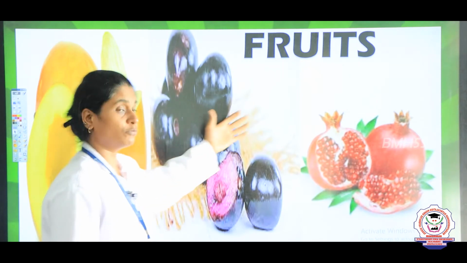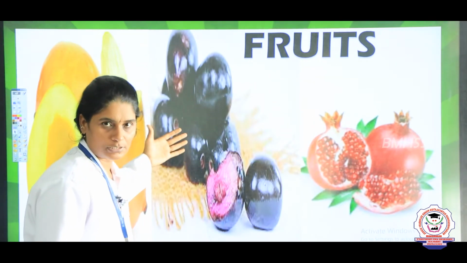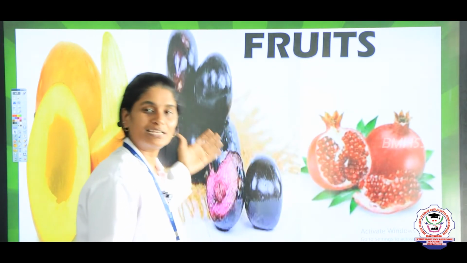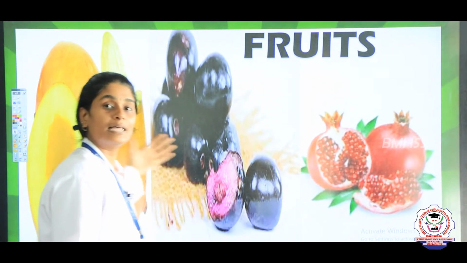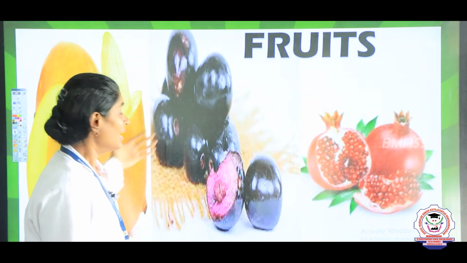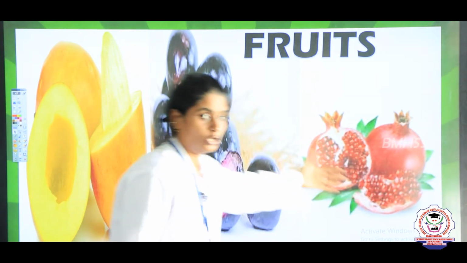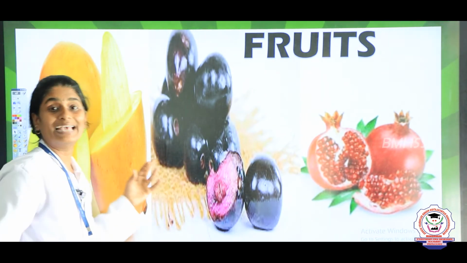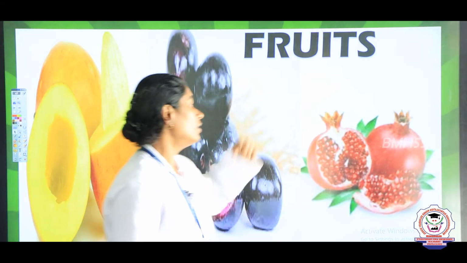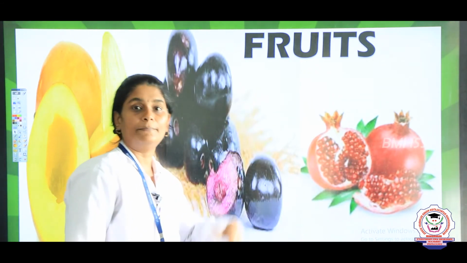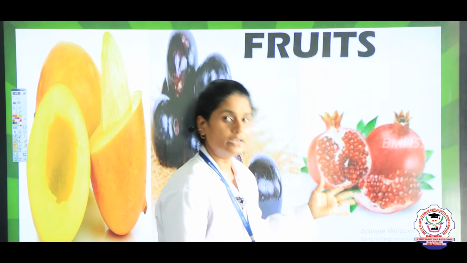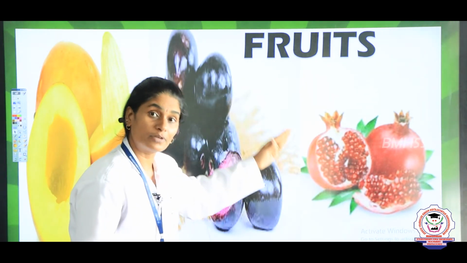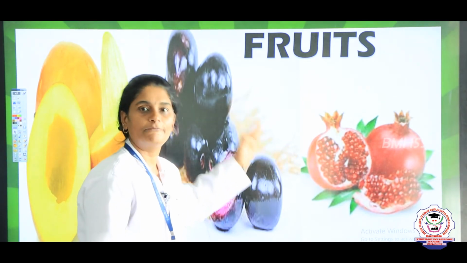We can see fruits, the fruits grow from the flowers, right. We can see many fruits with different types of shapes and different colors, right, and some fruits have only one seed, some fruits have many seeds. For example, if we take jamun or mango, it has only one seed, whereas papaya or pomegranate have more than one seed, right. Seeds are present inside the fruits. Where do the fruits come from? The fruits come from the flowers, right.